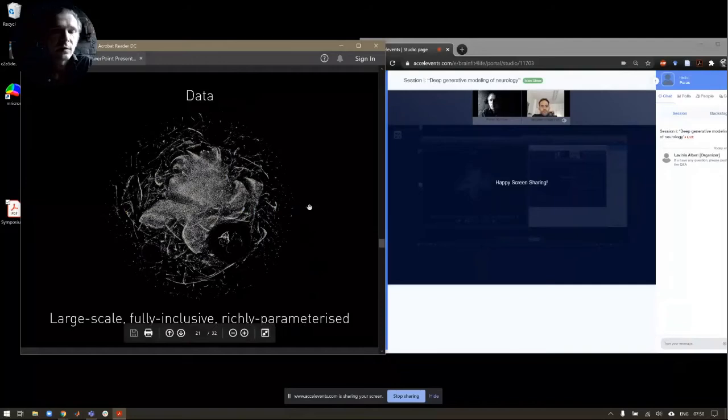Here is an example from 1.3 million documents from neuropsychological reports that we're currently structuring at Queen Square, represented again with the same kind of dimensionality embedding technique.